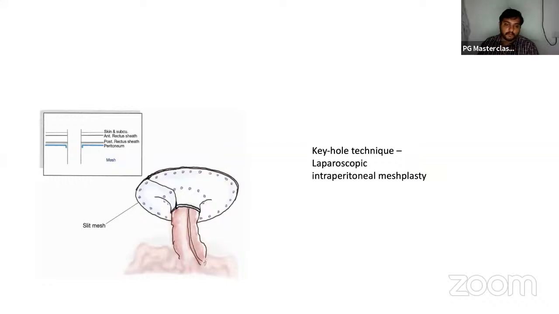Yes, ma'am. Yes, sir. So 5 centimeter all around. Whenever you are keeping the mesh, it should extend 5 centimeter all around from the stoma or the bowel. Yes.